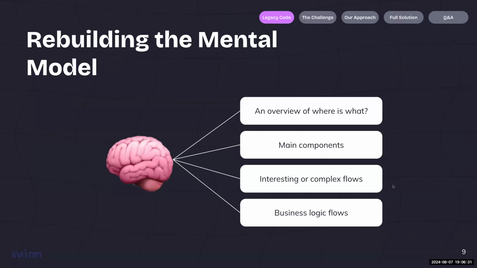And of course, the business logic flows. Like I know the flow of our product, so I know that if the client is clicking this button, then it calls this function, and then this happens. So all of this is parts of this mental model that we need to rebuild now for this legacy code, this cold code that no one keeps live in their head.